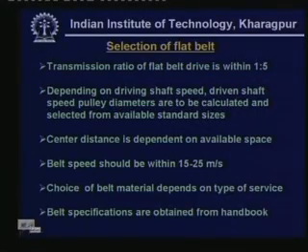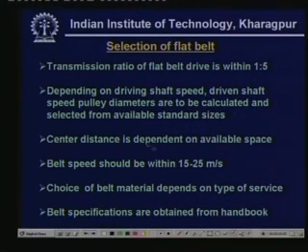Next thing is that, instead of this point number 2, I go down to point number 3. The center distance is dependent on available space. Well, this is true. So, you have to compromise over the space availability, but one important thing you should remember: normally for the flat belt drive there is practically not much of a limitation on the center distance. However, that does not say that you put an infinite center distance.